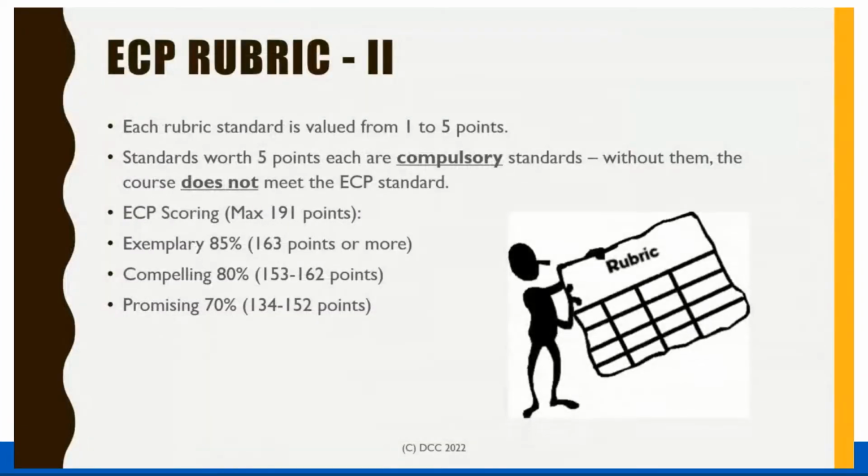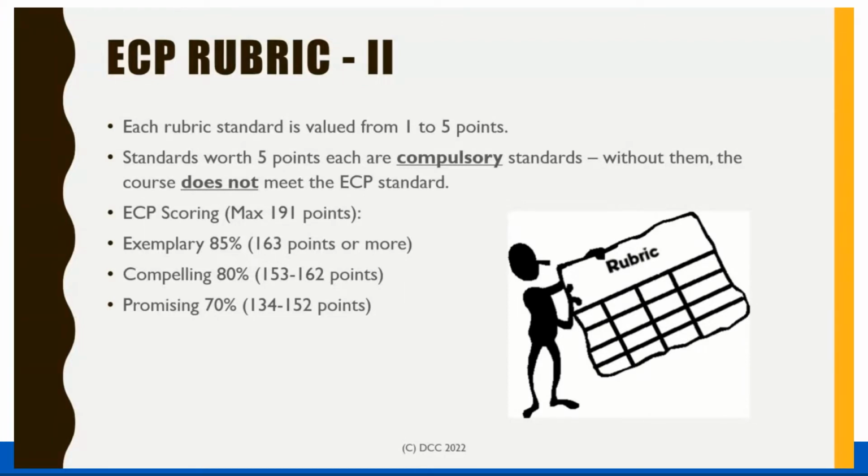This is something else that's pretty noteworthy about the rubric. Each rubric standard, and we're going to break them down, we'll go through all of them, but each standard is valued from 1 to 5 points. And standards that are worth 5 points each are what are called compulsory standards. If without them, the course does not meet the ECP standard.